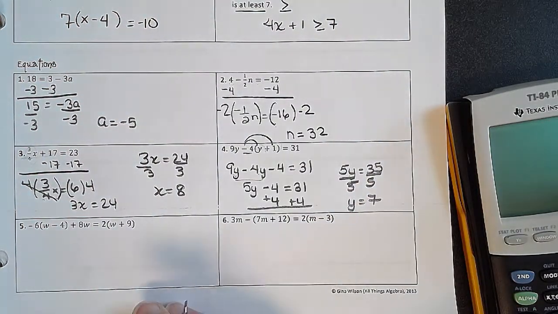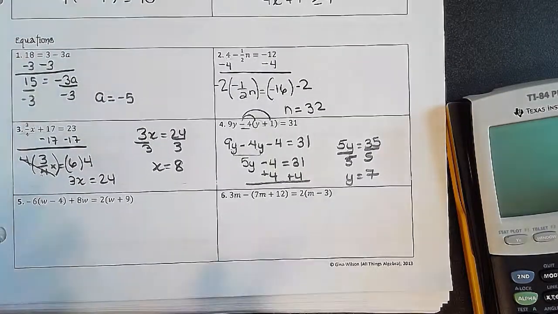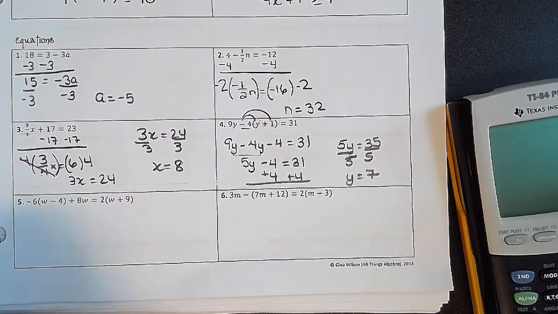All right. Now, number 5 and 6. Go ahead and give number 5 and 6 a try, and then you can check your work. All right. It's really not going to do you much good unless you try to do some of these on your own.